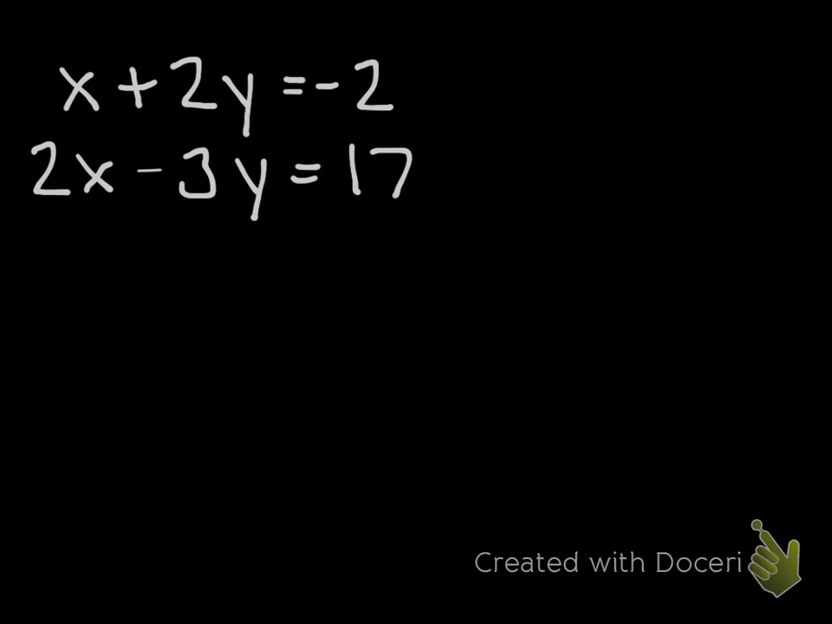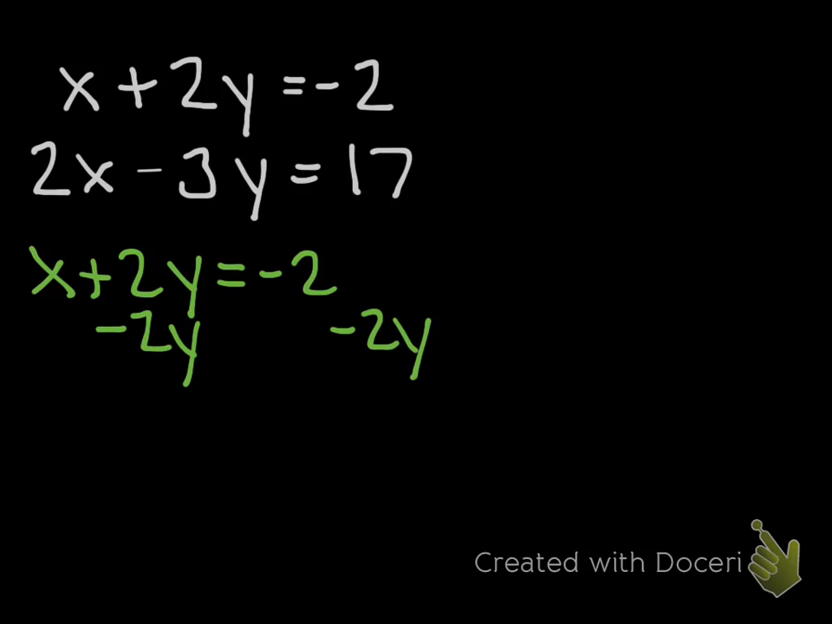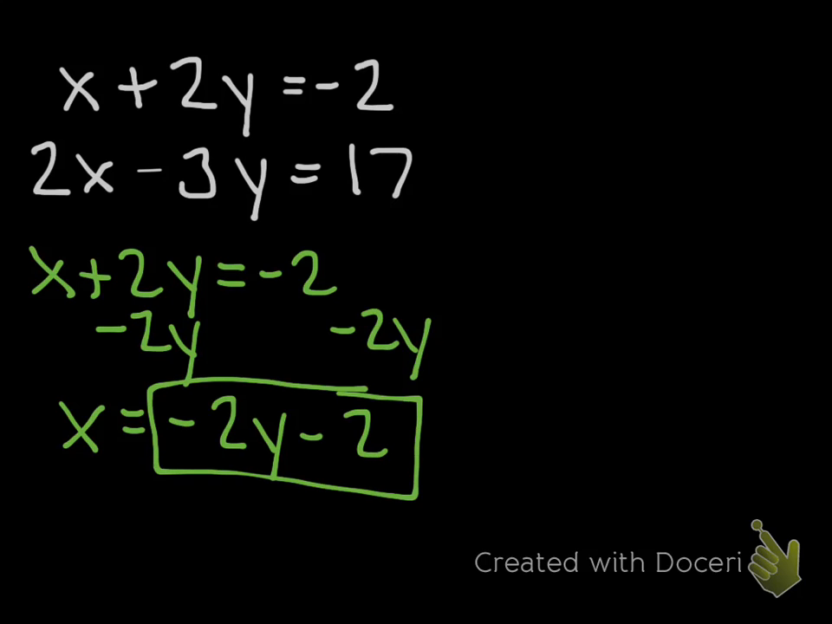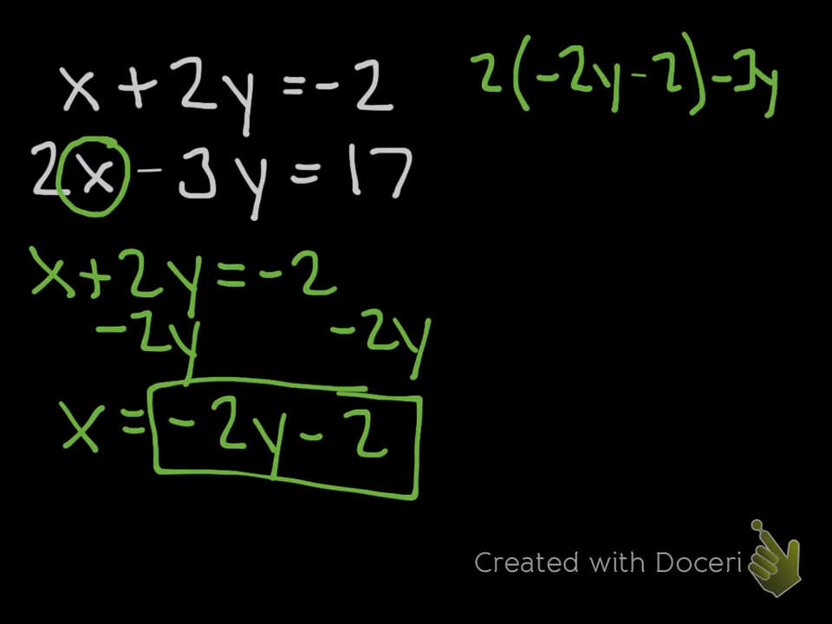Well, the way I'm going to deal with that is I have x plus 2y equals negative 2. I'm going to move the 2y to the other side by subtracting it. So I have x equals negative 2y minus 2. And now I have an expression which x equals. Well, that's very nice because I can now take this and plug it into the second equation for x. I'll do that up here. I have 2 times negative 2y minus 2 minus 3y equals 17.